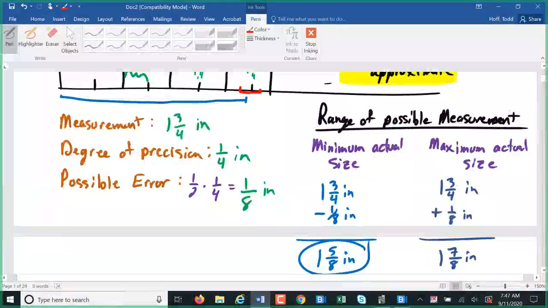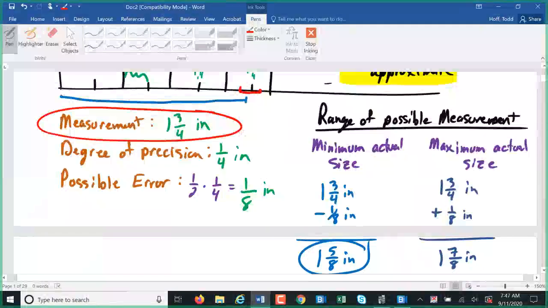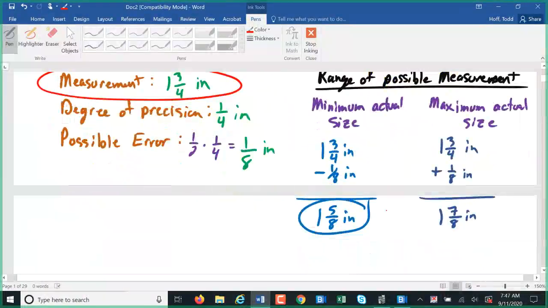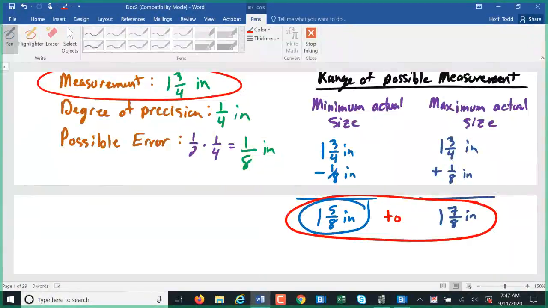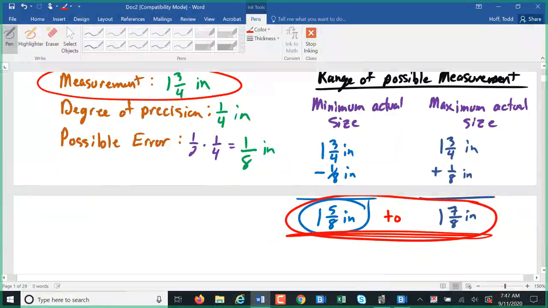So when I say that this object measures 1 3/4 inches on this measuring device, what I'm really saying is it is somewhere in the range of 1 5/8 inches to 1 7/8 inches. That's really all it is telling us. It's not telling us an exact number. Now, we're going to work more finding these ranges over the next several minutes. But the big thing we need to be aware of when we do operations with measurements, we have to account for the fact that those measurements are not exact measurements.